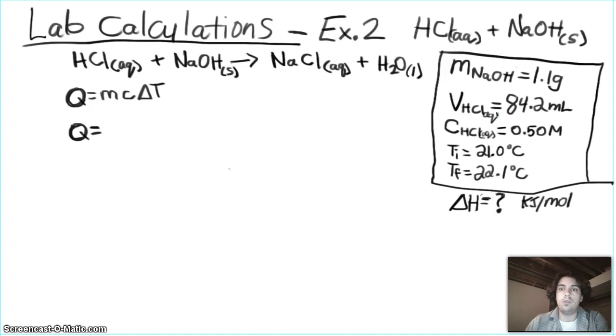Now, because water clocks in at 1 gram per milliliter in density at the temperatures at which we're working, if we had 84.2 milliliters of solution, then the overall solution should be 84.2 grams. Right? And we just worry about the water in terms of this. We do not worry about the 1.1 grams of sodium hydroxide that are going into it. So we say 84.2 grams of water, just like that.